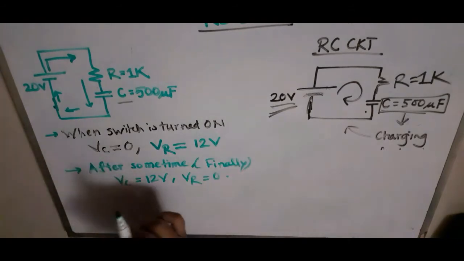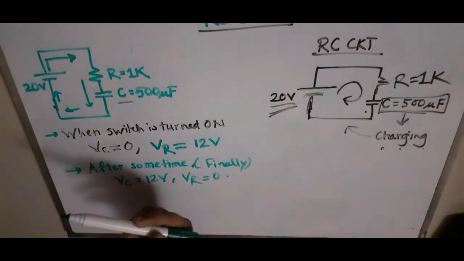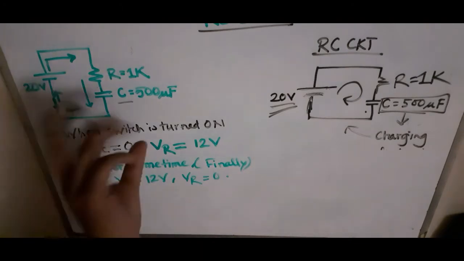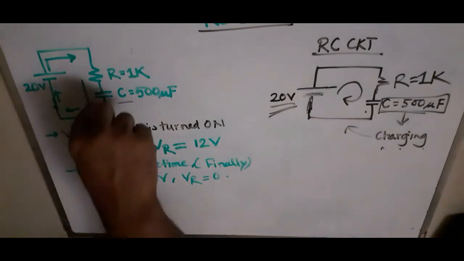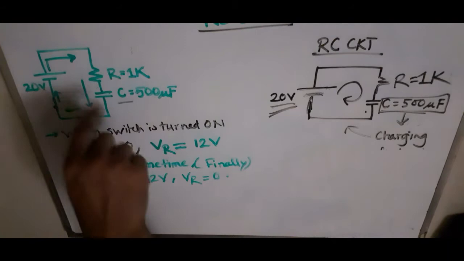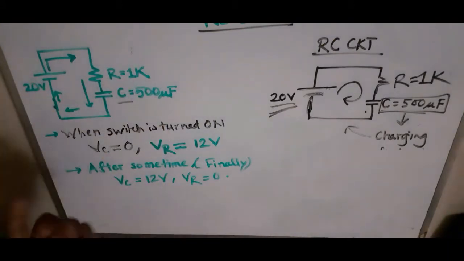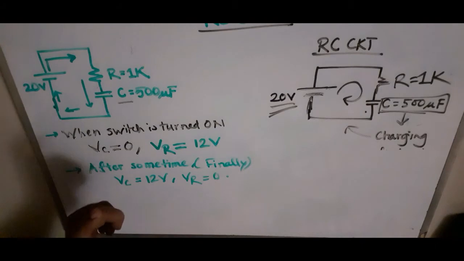So then you can say no current passes through the capacitor at that moment, right? When all the voltage is accumulated across the capacitor, all the voltage drop is occurring across the capacitor, no current passes through the capacitor. The current that passes through the circuit is used for charging the capacitor. You need to remember that one.